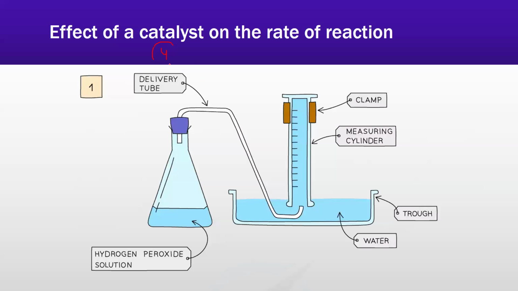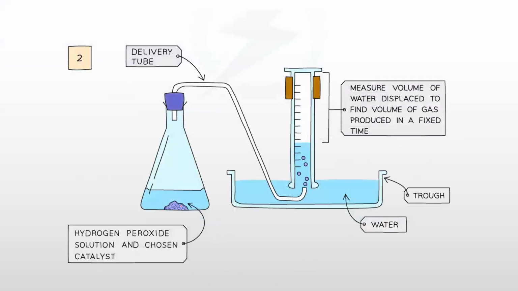A fourth factor, after concentration, surface area, and temperature, we have the effect of catalyst on the rate of reaction as well. What is a catalyst? Catalyst is something that speeds up the reaction. So here you can take hydrogen peroxide solution. And what am I going to do? Hydrogen peroxide solution and a chosen catalyst.